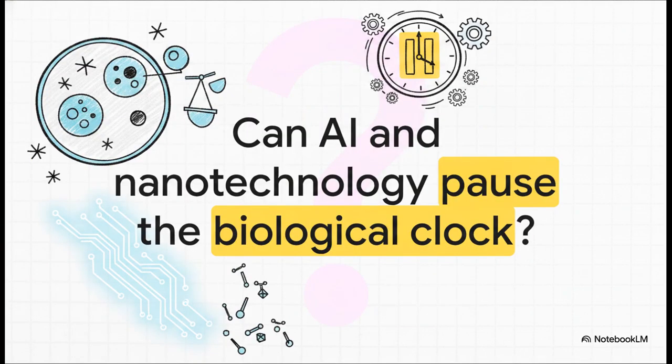Which brings us to our final thought for this explainer. We've seen how this intricate, microscopic dance between free radicals and antioxidants dictates our health, and we know that maintaining the balance is the ultimate secret to disease prevention and longevity. But with AI and nanotechnology now firmly on the horizon, you really have to wonder, how soon might we be able to truly pause the biological clock of oxidative stress?